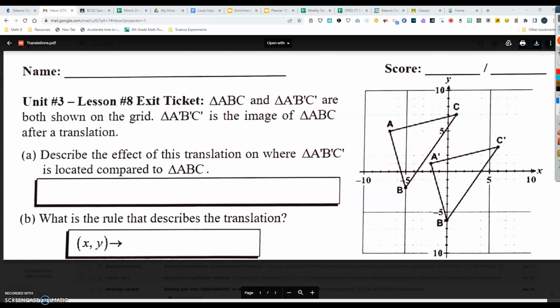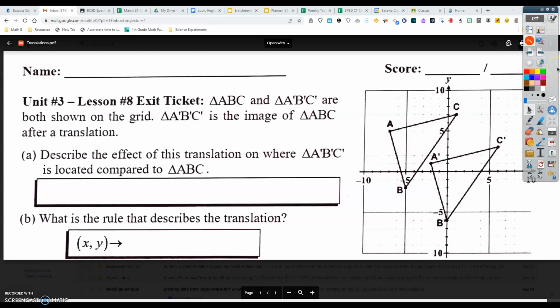Think of a video game character moving in different directions, trying to get to one spot. I think of Super Mario Brothers. They're moving, they're jumping, they're doing different things. That's exactly what we're doing here, and we're doing it with triangles. So let's take a look at this quick exit ticket.